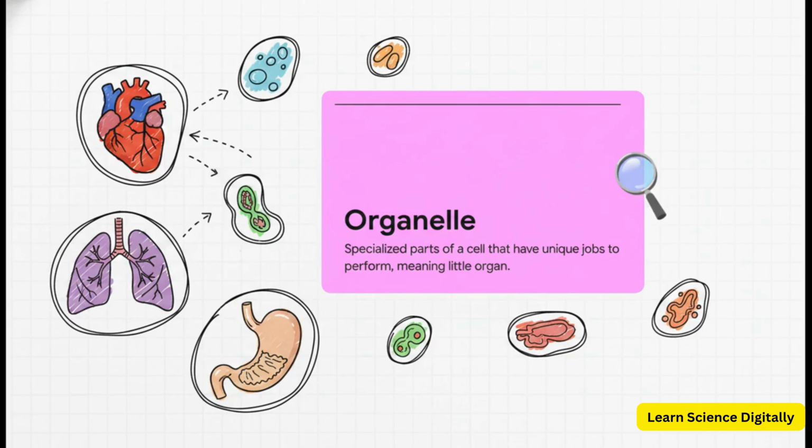I just mentioned that eukaryotic cells contain other membrane-enclosed structures, and scientists call those organelles. Let's quickly define that. Organelle literally translates to little organ. So just like your body has a heart, lungs, and a stomach to do very specific jobs, a cell has these specialized parts that have unique, vital jobs to perform just to keep the whole operation running smoothly.